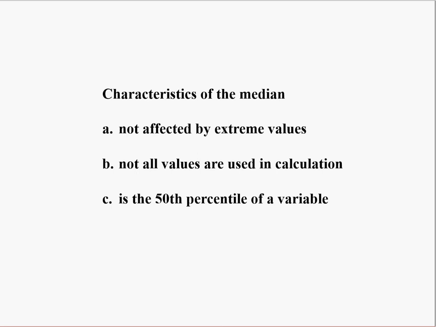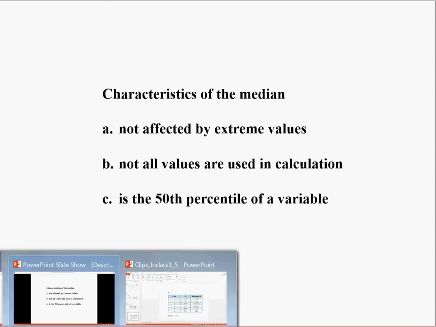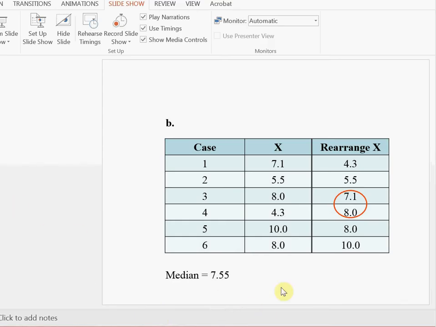Characteristics of the median: not affected by extreme values. Not all values are used in calculation. Median is the 50th percentile of a variable. As you can see from previous examples, when we determine the median, we really do not use all the values. In this case, we decide the median just by using the value of the 2 middle cases.